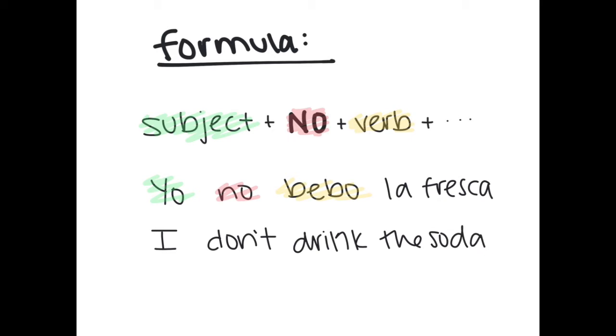So now in English, I have my subject, I, and then my word to make it negative, don't, or do not, or not, or whatever you want to use. I don't drink is my verb, and then the soda is the rest of my sentence. So it's the same kind of order as in English, where you have subject, negative word, and your verb. It's just that in Spanish, your negative word that you're going to use is no. It won't be do not, or not, or something like that.